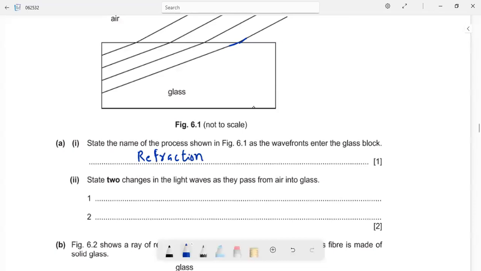State two changes in the light waves as they pass from air to glass. There will be a change in speed. Change in direction will be there. Changes in wavelength will be there.